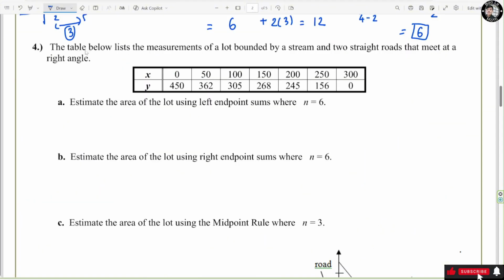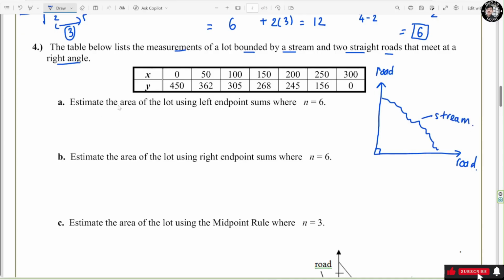Now question 4. The table below lists the measurements of a lot bounded by a stream and 2 straight roads that meet at a right angle. So we're going to sketch this one. It's going to be something like this, right? This one is the road and this one is the other road, right? And you have the stream. It's going to be something like this. This one is the stream, right? Now estimate the area of the lot using left endpoint sums where n equals 6, right?